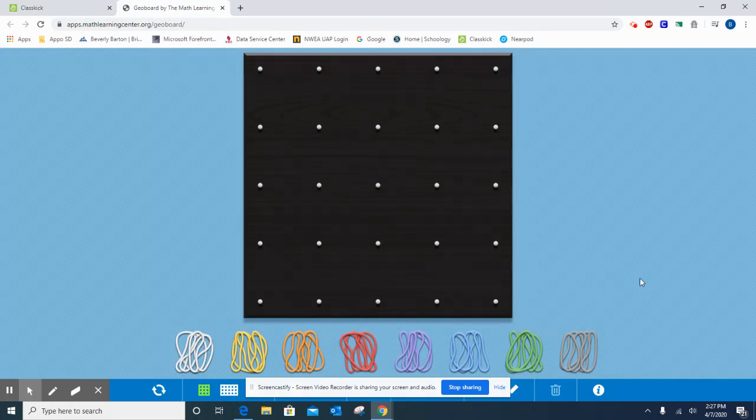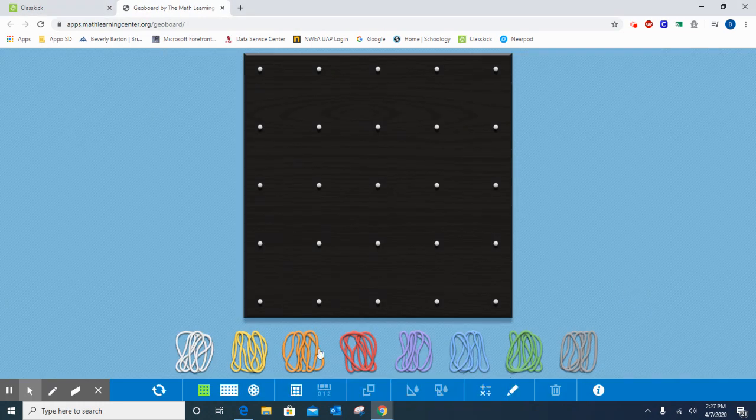I'm going to take a minute to just show you how to use your geoboard. We're going to practice making some triangles. You can use one rubber band like this to make a triangle. You can use more than one rubber band like this.